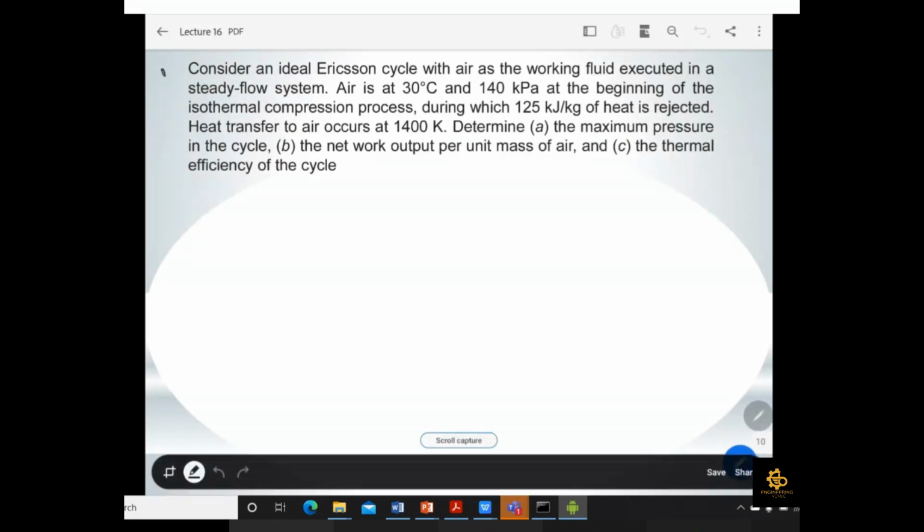So now here's the question which you have to solve. It is the same question which I already solved, 9-65, only the data is different. Consider an ideal Ericsson cycle with air as a working fluid executed in a steady flow system. Air is at 30 degrees Celsius and 140 kilopascal at the beginning of the isothermal compression process, during which 120 kilojoule per kg of heat is rejected.